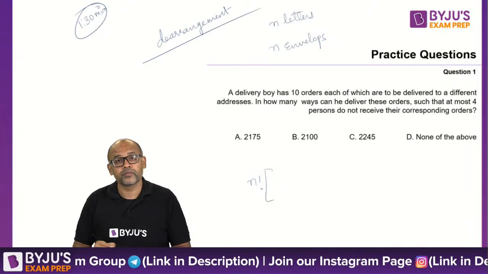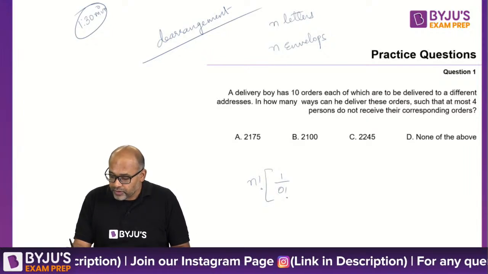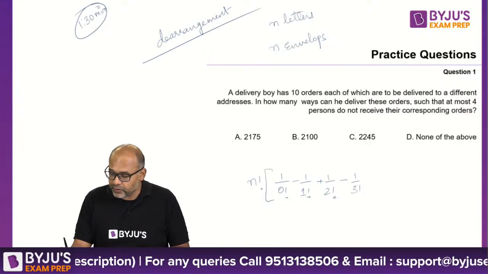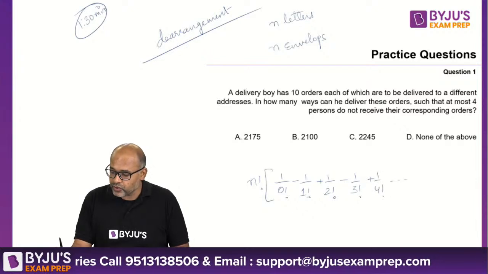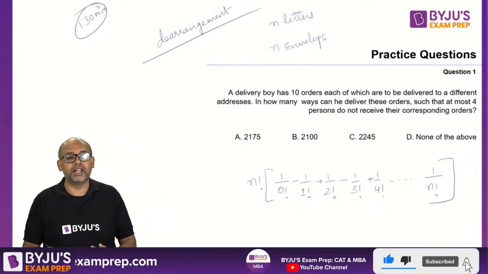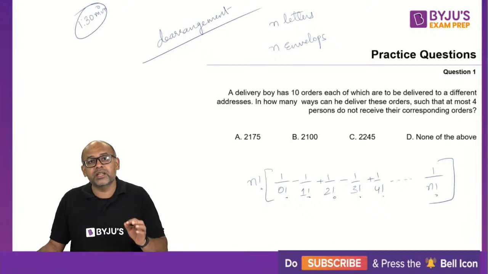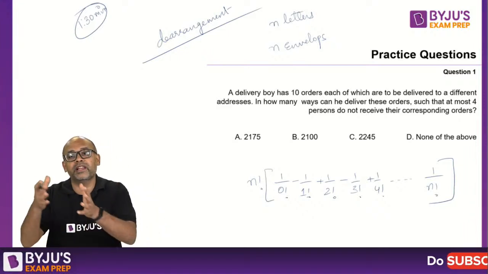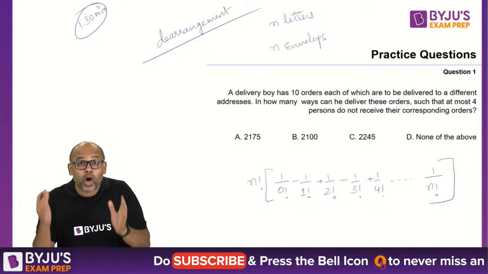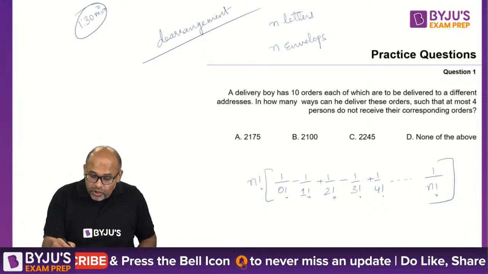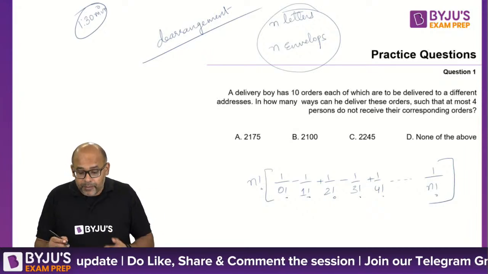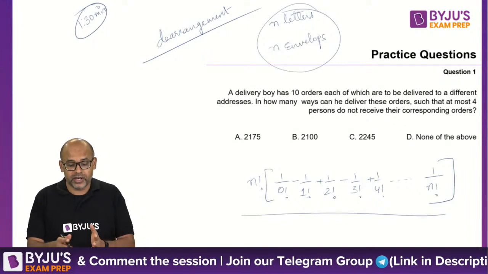n factorial into 1 by 0 factorial minus 1 by 1 factorial plus 1 by 2 factorial minus 1 by 3 factorial plus 1 by 4 factorial and so on up to 1 by n factorial. This is the formula for derangement. Once again, what is derangement? Arrangement is putting people in their respective places. Derangement is basically the reverse. You are putting people but not in their places. So the number of ways in which all the n letters will go wrongly into n envelopes is given by this formula, n factorial into this entire thing.